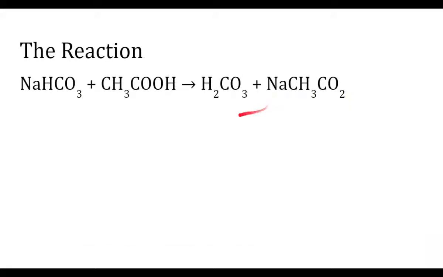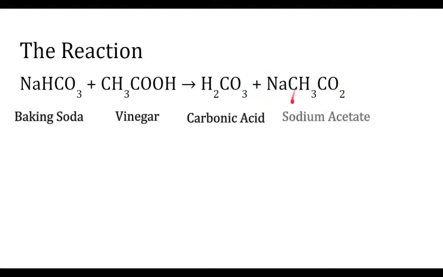Okay, so let's talk about our reaction. We've got baking soda. We know that's the NaHCO3. We've got vinegar. That's our CH3COOH. And we put them together, and then they react. That's our little arrow. And we end up with H2CO3, which we're going to call carbonic acid, and sodium acetate. That's NaCH3CO2.